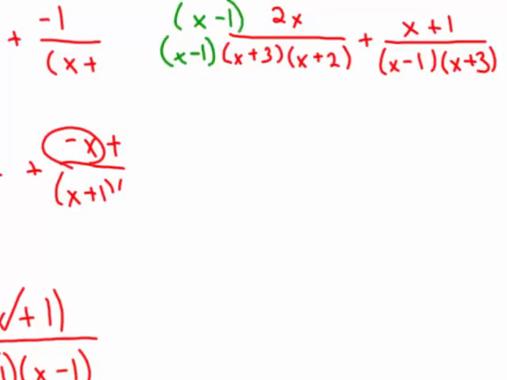So the first one has to have an x minus 1 in it. If I look at the second one now, what do we have in the first one that's not in the second one? Well, the x plus 2. So we have to have an x plus 2 on the top and the bottom.